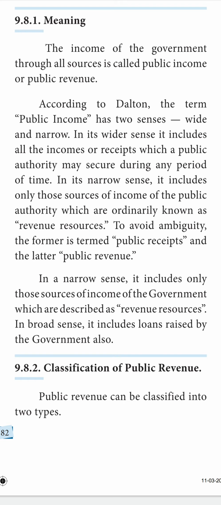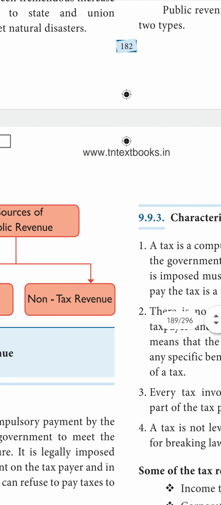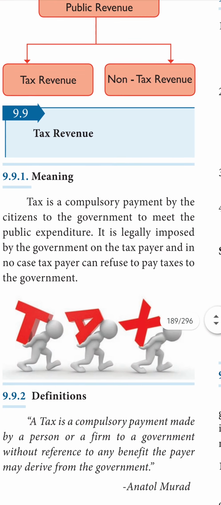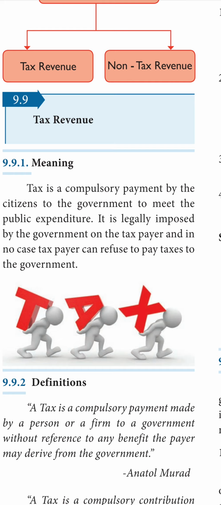Actually, public revenue is classified into two types: tax revenue and non-tax revenue. First, tax revenue. A tax is a compulsory payment by the citizen to the government to meet the public expenditure. Each and every citizen should pay. The taxpayer cannot refuse to pay taxes to the government.